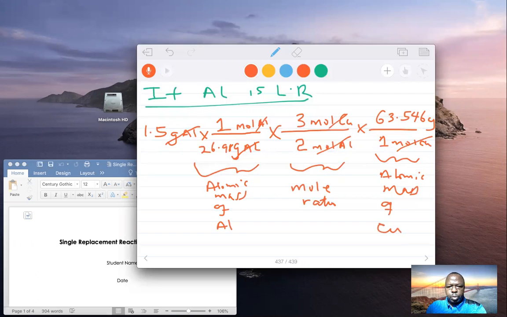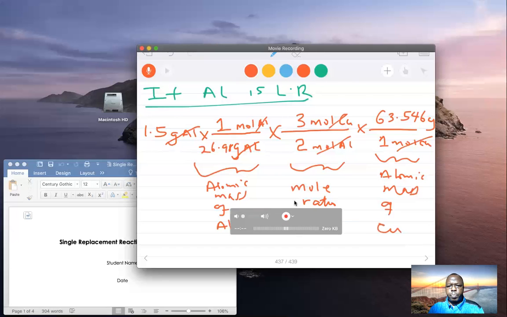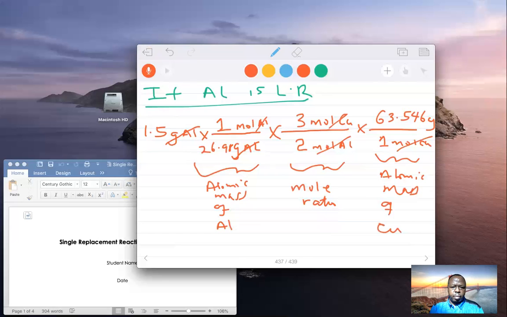This is stoichiometry, what I'm doing right here, using the atomic masses and using the mole ratio. The numbers here are from the balanced equation. So with my calculator, let me see how many grams I have. If I multiply everything at the top, this will be 1.5 times 3 times 63.546, multiplying everything at the top first and then divided by 26.98 divided by 2.